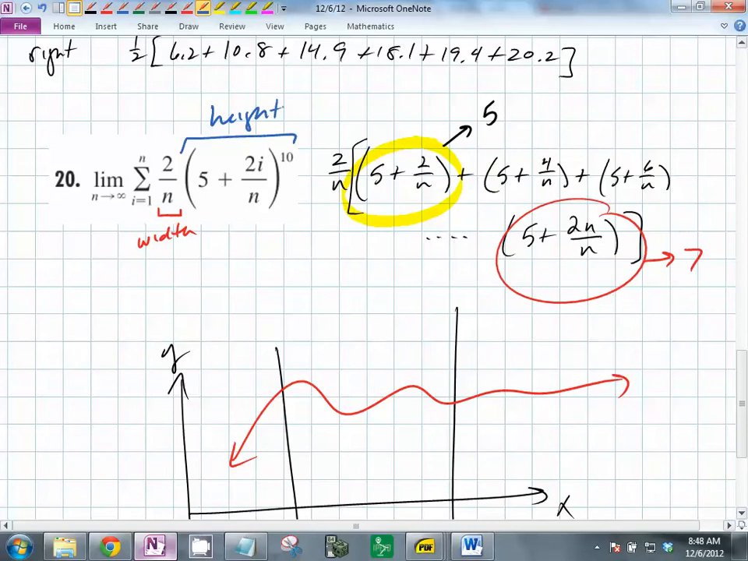No, it's starting at 5. The function you are evaluating from 5 to 7. You're evaluating a certain function from 5 to 7. What do you think that function is that you're evaluating from 5 to 7?